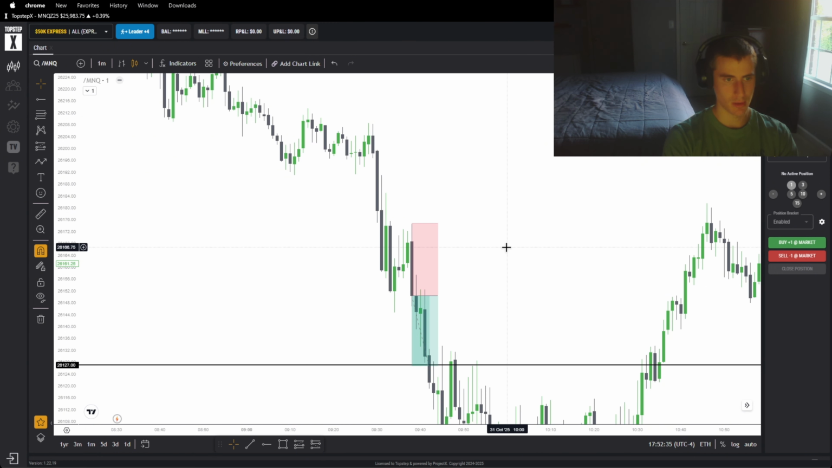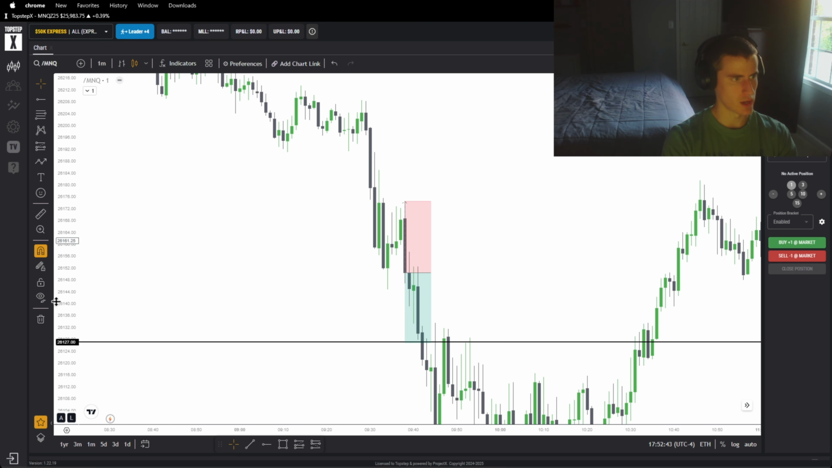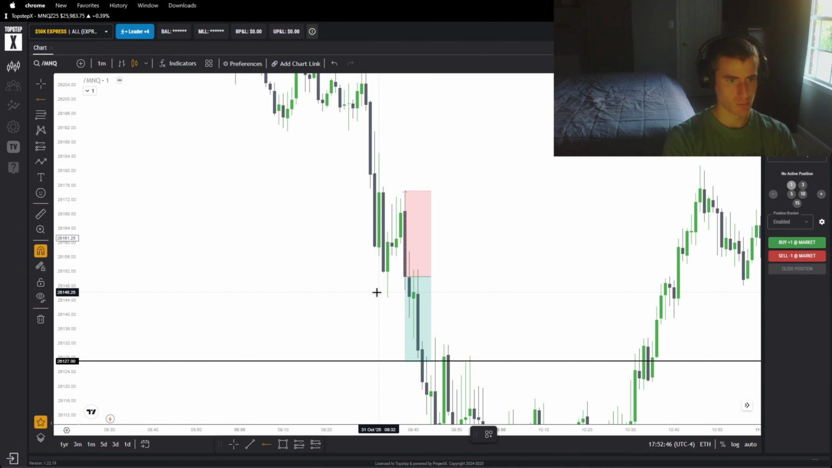Again, no gap tap, but we got the multiple candle retrace, which is exactly what I need. We got that deep retrace. We got one candle displacement. Beautiful, beautiful. Enter right here, and this would have been a break-even trade.